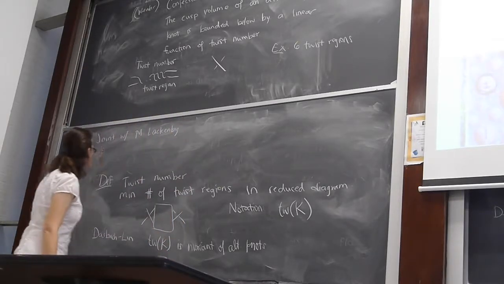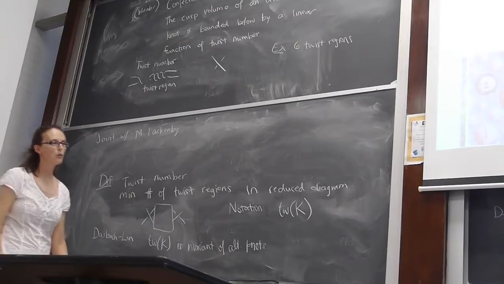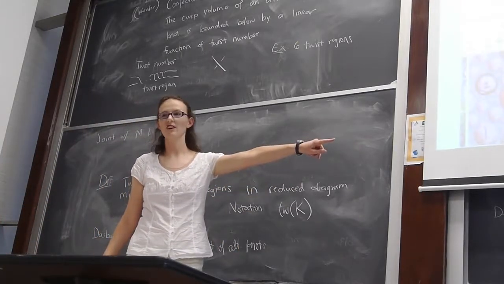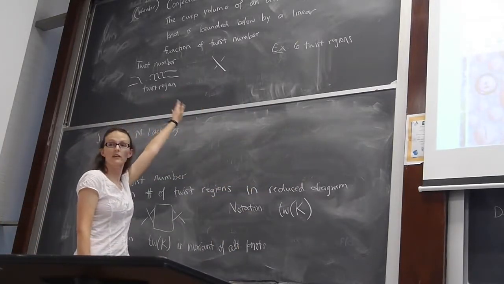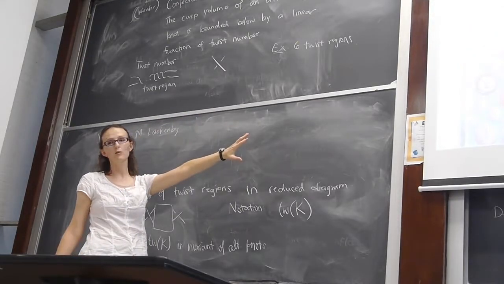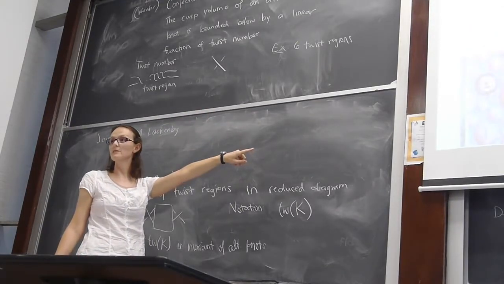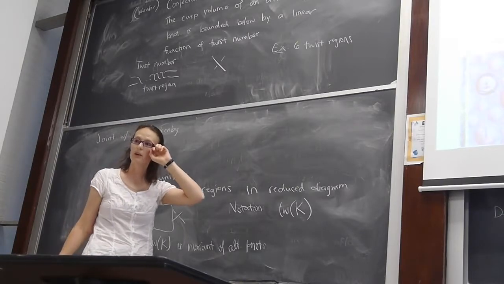Okay, so today, we do not have a proof of the strong conjecture, but we're going to prove this weaker conjecture that the cusp volume of these knots does behave as expected. It's bounded in terms of the twist number of these knots.